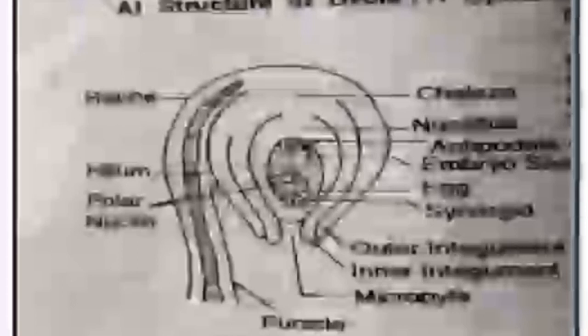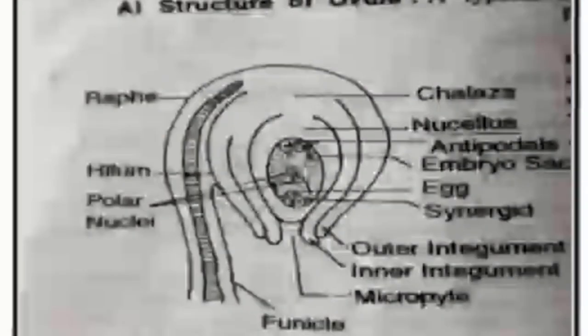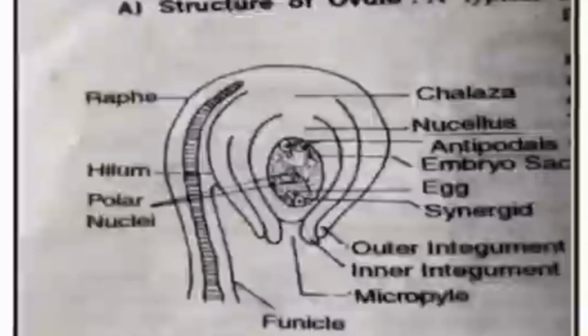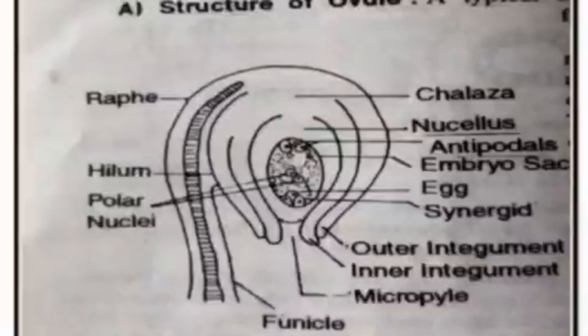The next part is known as the raphe. Now see the diagram. The part of the funicle which extends beyond the hilum along the body of the ovule, forming a ridge-like structure, is known as the raphe. Through the raphe, food is supplied to the nucellus, means nutrition is provided for the growth and development of the female gametophyte. This is the most important function of the raphe.